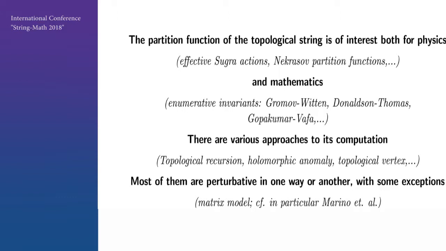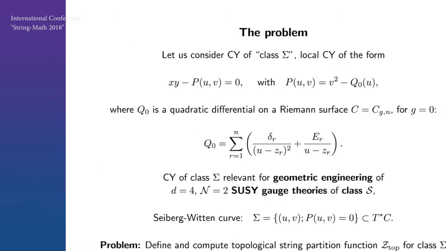it hasn't been done. All right, so let's define the class of Calabi-Yau's we want to consider the topological string on. This is what I will call the class Sigma, local Calabi-Yau's defined by an equation of this form, very simple, where we have a polynomial. We can generalize it such that this is just a local equation with a variable v squared and some Q, where underlying the whole story is a Riemann surface C.